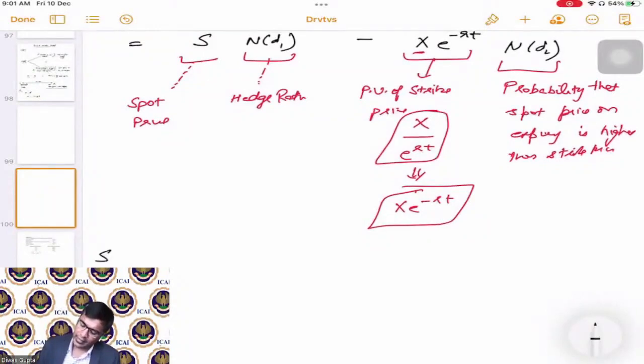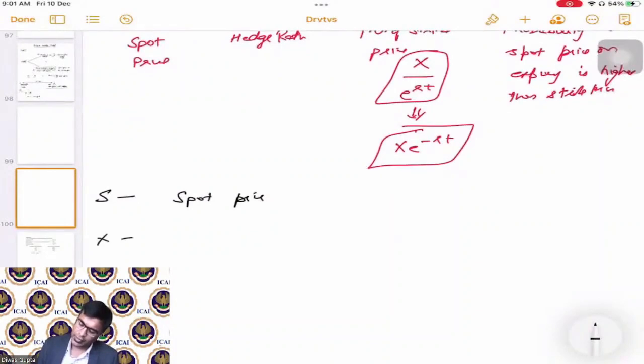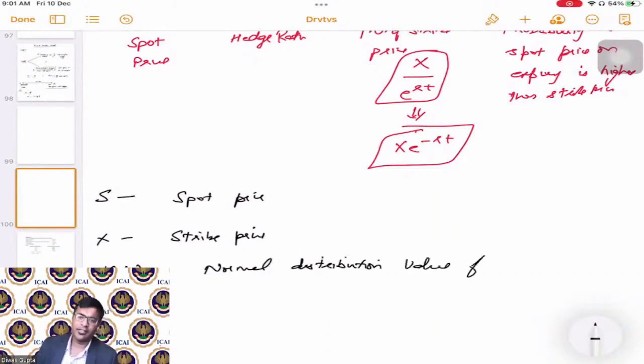So I'm just writing here S is equal to spot price. X is equal to strike price. N(d1) is equal to the normal distribution value for d1. N(d2) is the normal distribution value for d2.